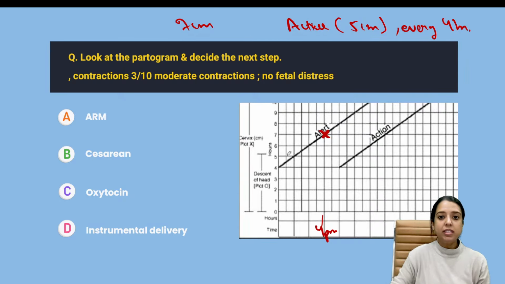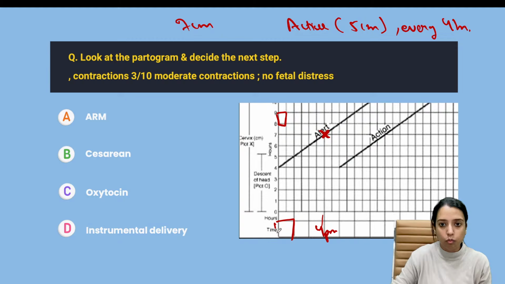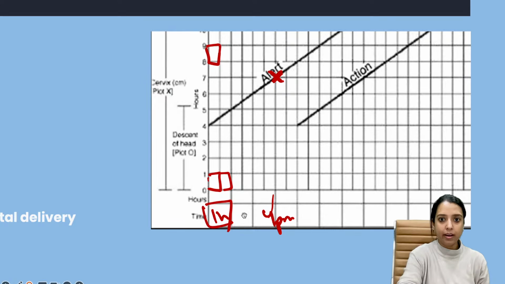Third, how much is the small box? The small box shows you 30 minutes. See, come here. The big box shows you 1 hour. Can you see the big box? It is 1 hour, and the small box is 30 minutes. So each big box is 1 hour and each small box is 30 minutes.